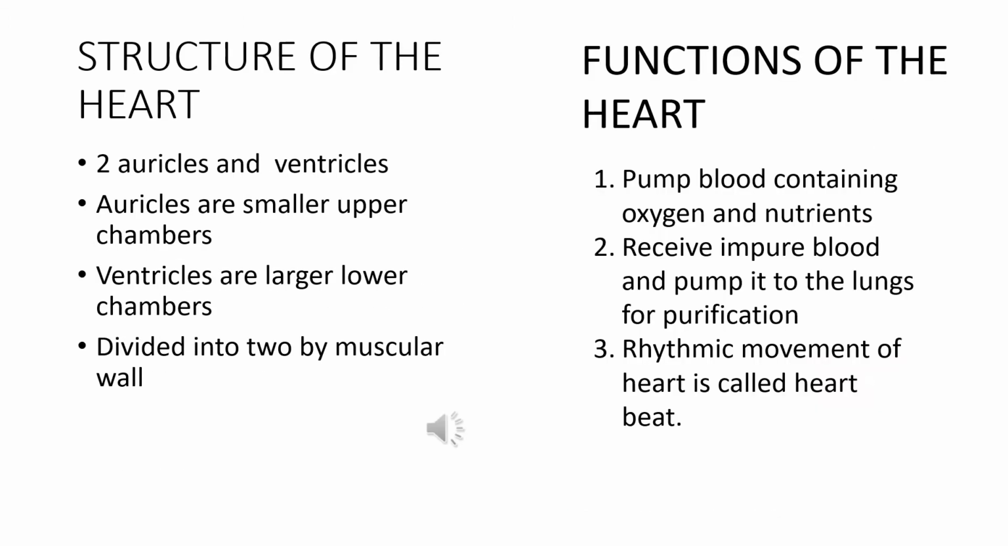If we look at the structure of the heart, the human heart is divided into 4 chambers. There are 2 auricles, which are the upper chambers, and there are 2 ventricles, which are the lower chambers. Auricles are the smaller upper chambers and ventricles are the larger lower chambers, and the heart is longitudinally divided into 2 portions by a muscular wall.